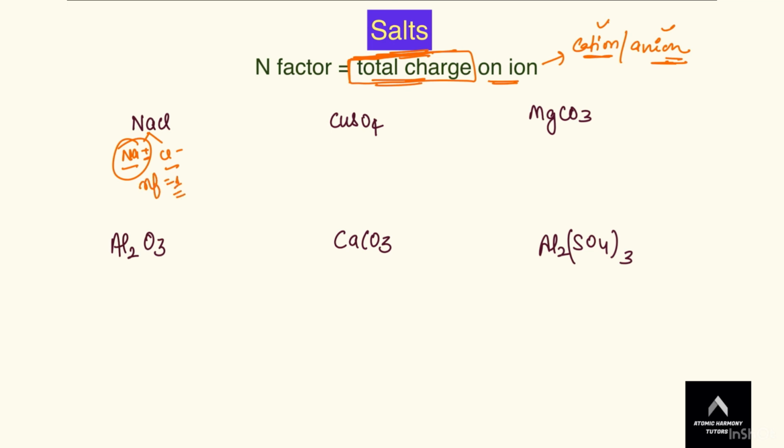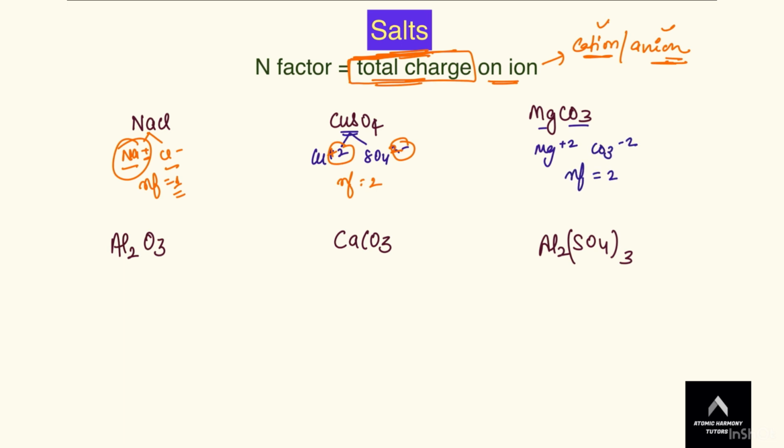Now in case of copper sulfate, it dissociates into copper 2 positive and SO4 2 negative. Now consider any of them, we get n factor is equal to 2 because the charge is 2 here. Copper positive is also 2 and SO4 negative is also 2. Now in case of magnesium carbonate, Mg 2 positive and CO3 2 negative, then n factor is equal to 2.